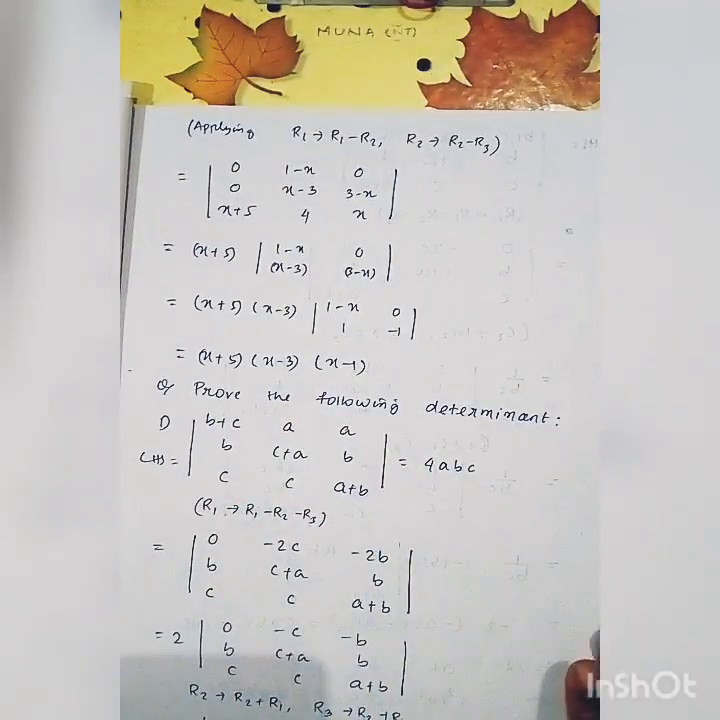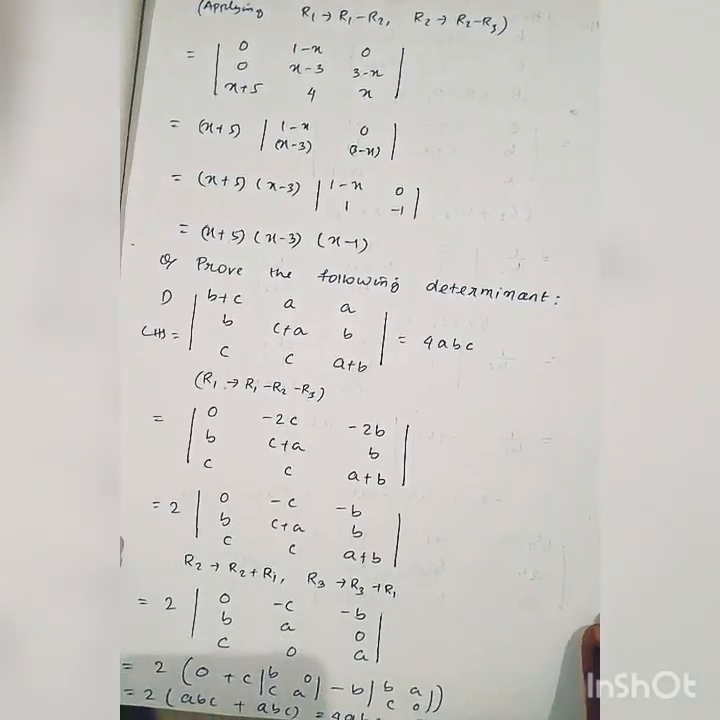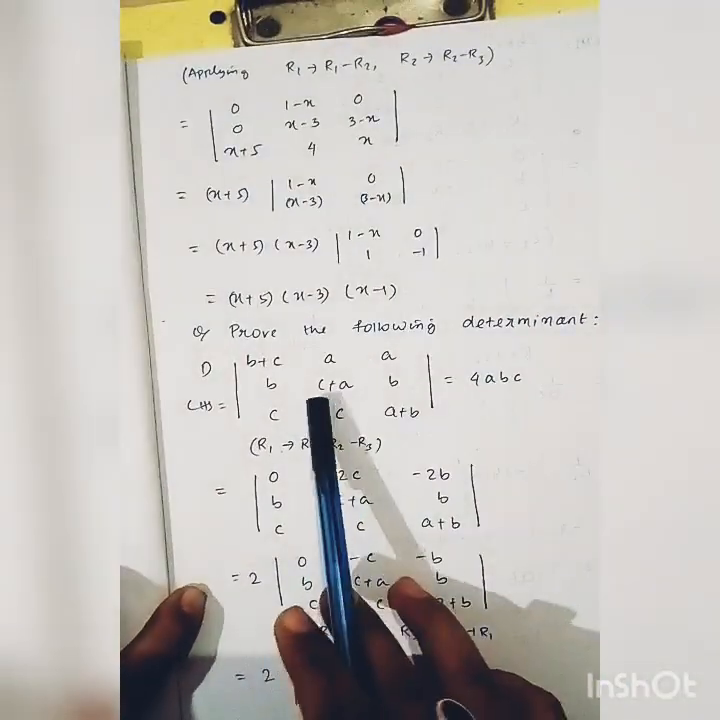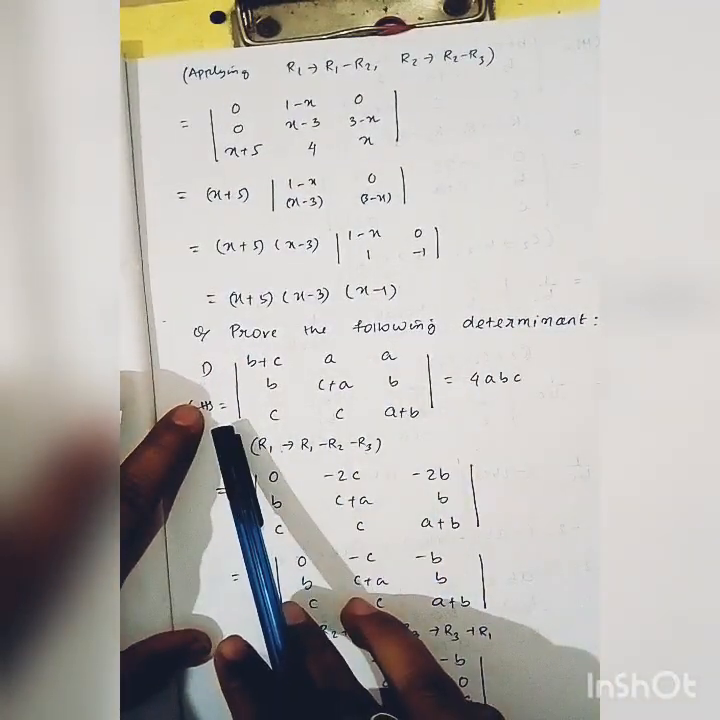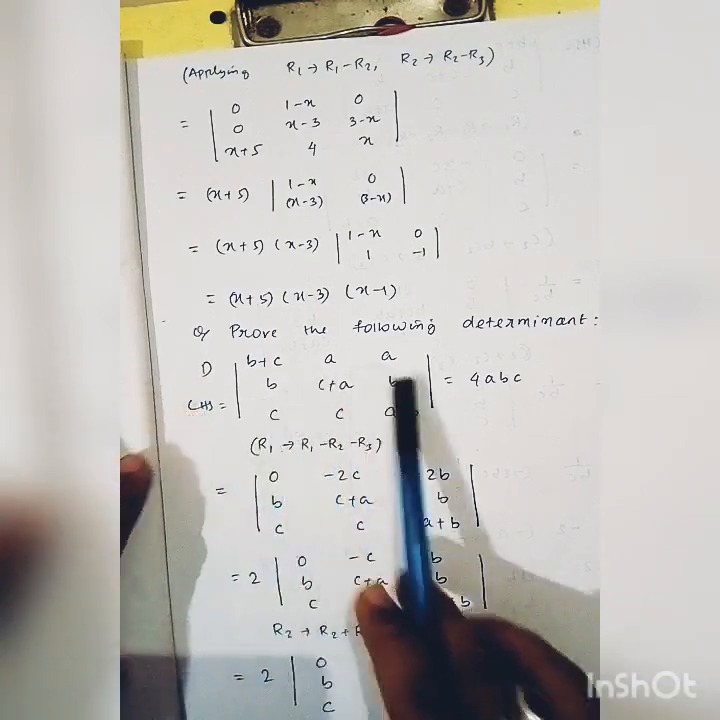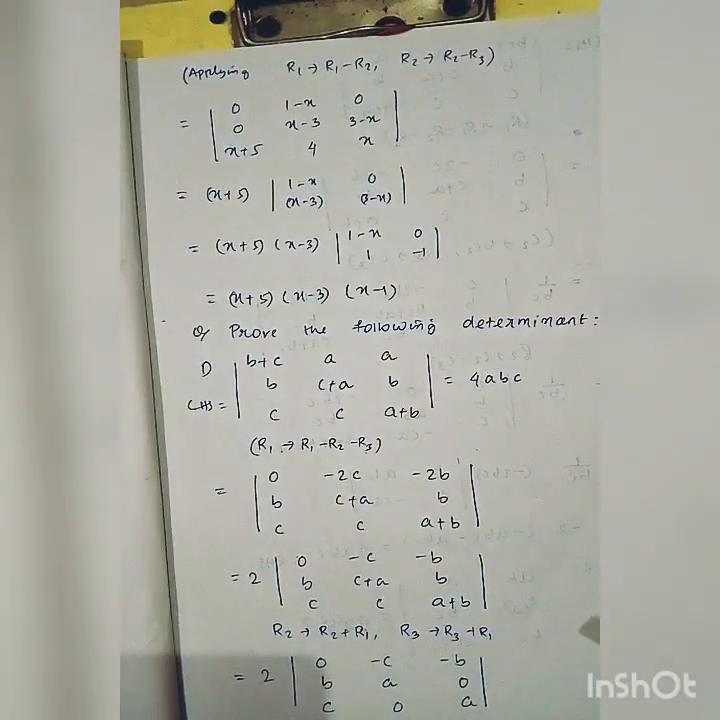Prove the following determinants. Suppose you have to prove determinant of this equal to this. Now start from LHS. Now we try to reduce maximum number of elements to 0.